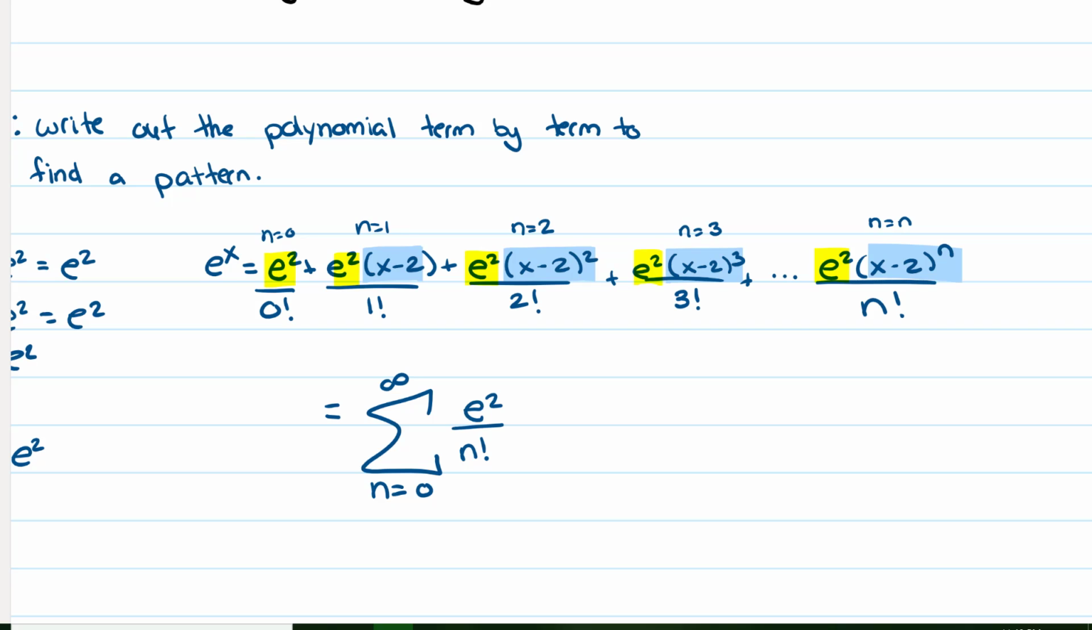And then in each term, I'm going to have that x minus 2, and it goes up by 1 each time, so I'm going to call that n. And that's it. That's all you have to do in order to find the Taylor series for this one.